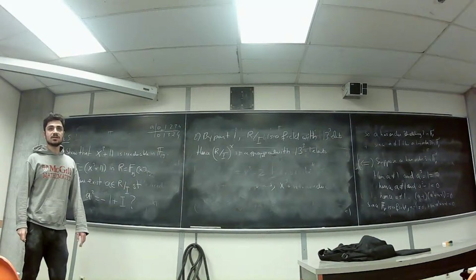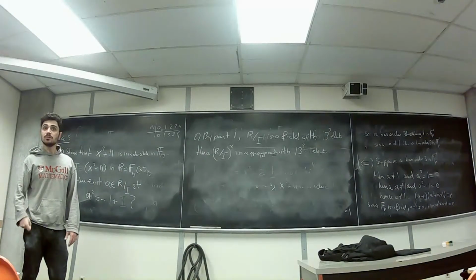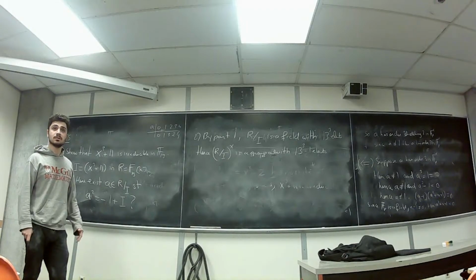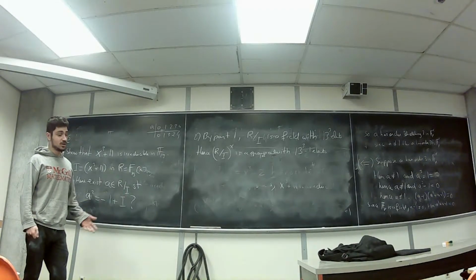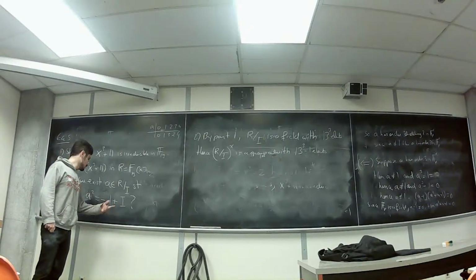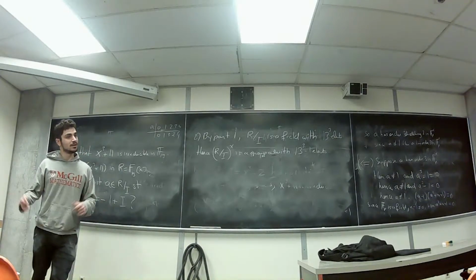We did a question like this yesterday, right? With t squared plus 1 equal to 0. You remember this? It's the same question, I just phrased it differently. Do you have an element so that a squared is minus 1 plus I? Equivalently, does t squared plus 1 have a root in this field?